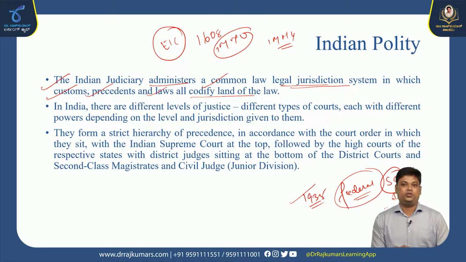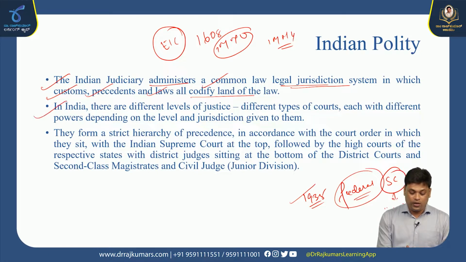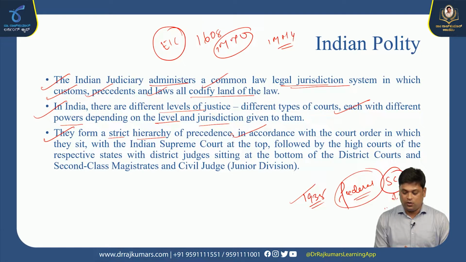We have jurisdiction in the court system. We have local courts, High Courts as well as the Supreme Court. The Supreme Court has jurisdiction throughout the country, and a High Court has jurisdiction only for that particular state. So in India there are different levels of justice, different types of courts, each with different powers depending on the level and jurisdiction given to them.